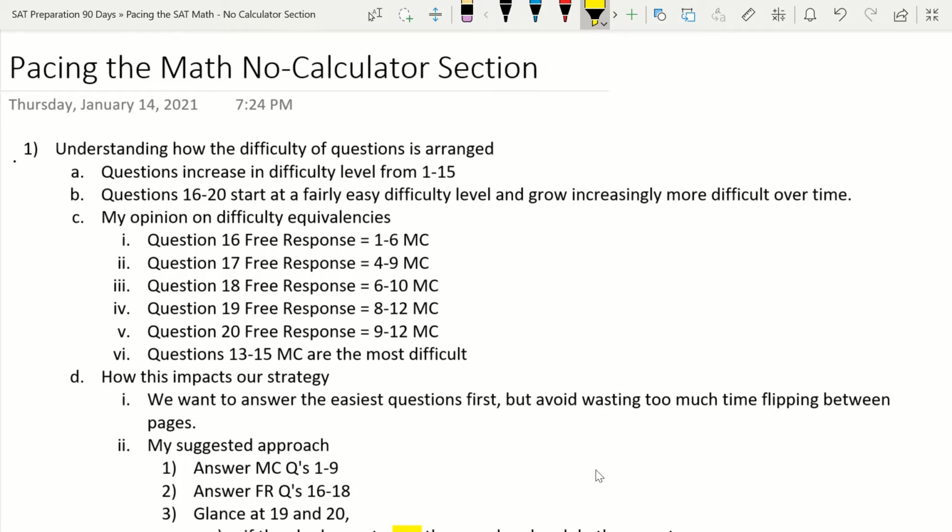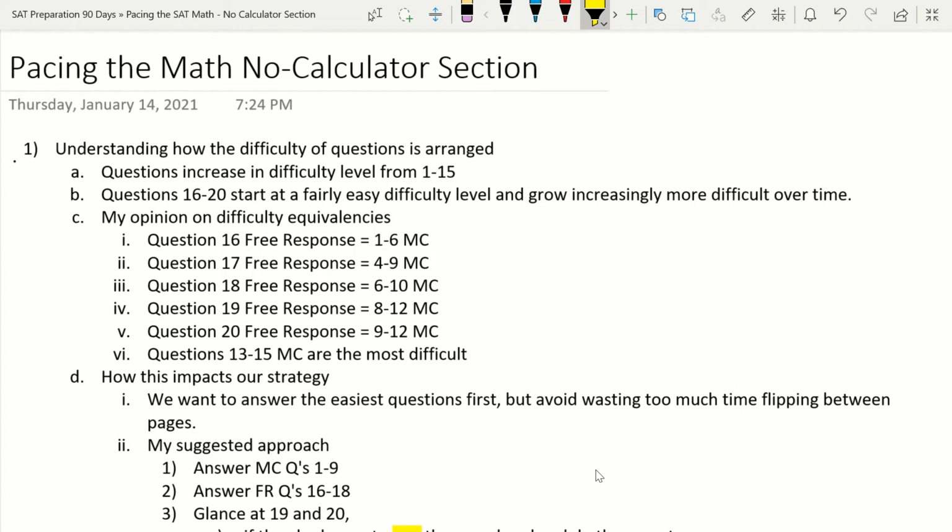Today is day 7 of 14, and today we're going to cover pacing for all 4 sections of the SAT. So that means we're going to cover the math no calculator section, the math with calculator section, the reading section, and the writing section.